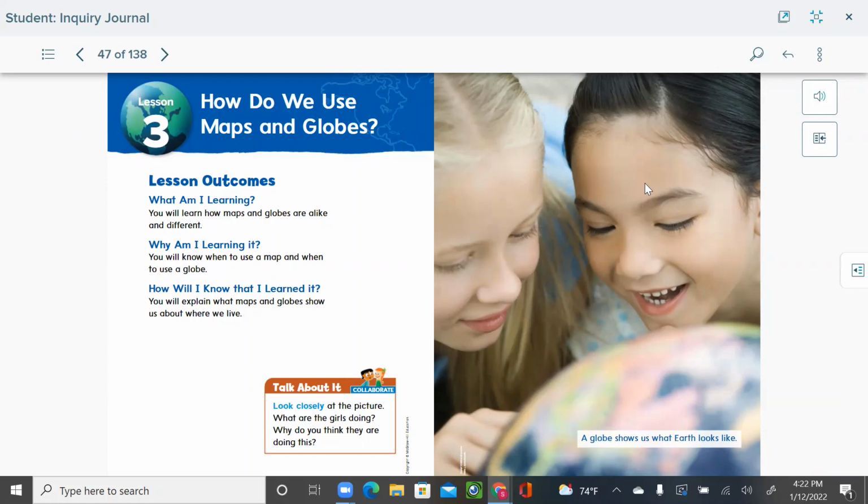So today we are starting lesson 3. How do we use maps and globes? Please open your book, page 72. In this lesson, we will learn how to use a map and when to use a globe. As you see in this picture, these two girls are looking at the globe, probably trying to find where they're living, the state or the country that they are in right now.